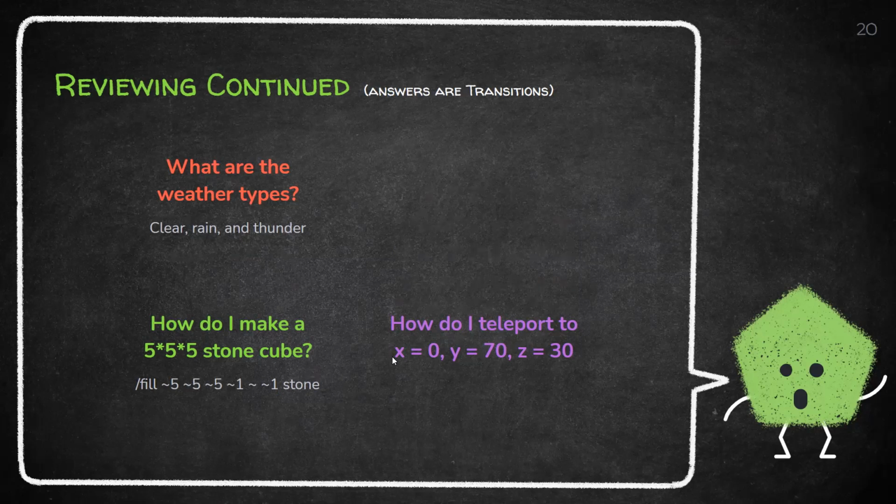All right, the last one is, how do I teleport to x 0, y 70, and z 30? All right, so you just use a /tp command, right? Because TP is short for teleport. And then you would have 0, 70, and 30, because 0 is x, 70 is y, 30 is z.